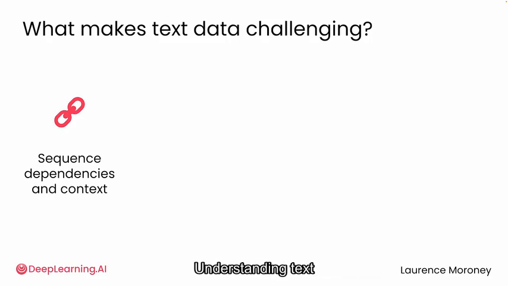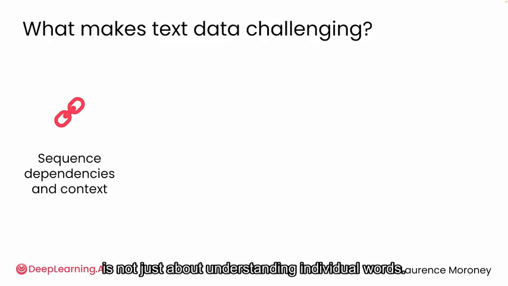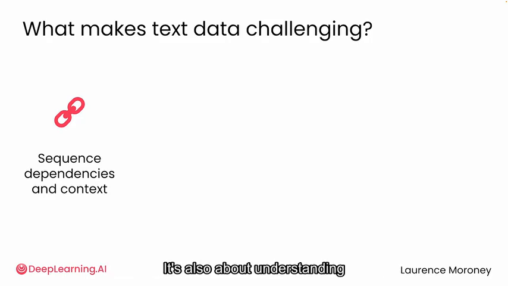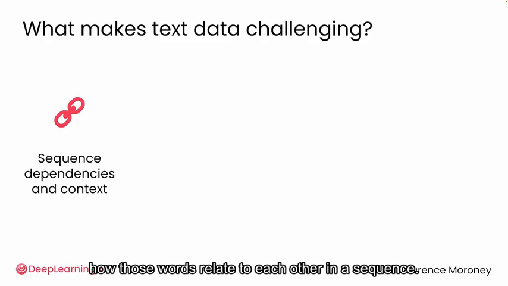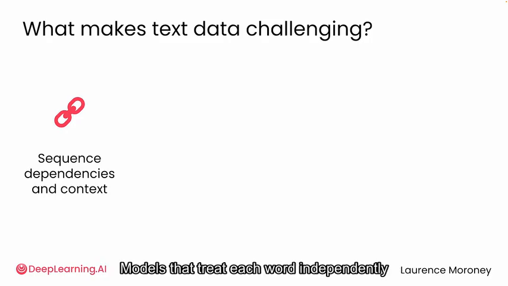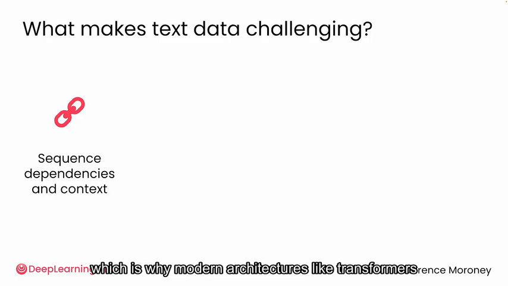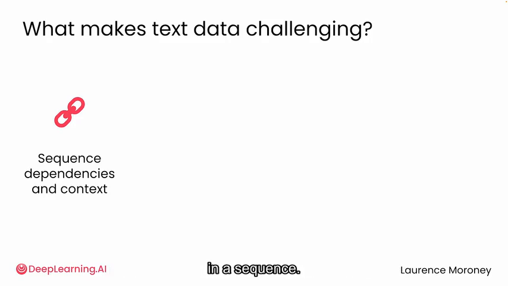Understanding text is not just about understanding individual words, it's also about understanding how those words relate to each other in a sequence. Models that treat each word independently often fail to capture this nuance, which is why modern architectures like transformers are designed to handle contextual relationships in a sequence.